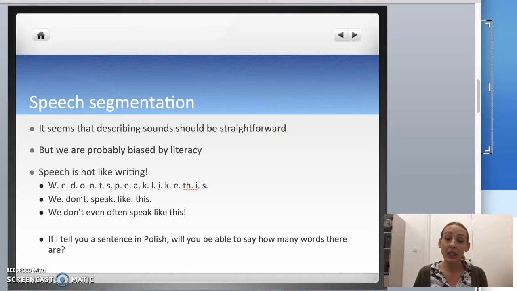And you can definitely hear that difference between sounds and letters if I tell you a sentence in Polish, for example. So if I say, teraz powiem wam zdanie po polsku, żebyście zobaczyły, jak to brzmi. Would you be able to tell me instantly how many words there were in the sentence? You probably couldn't if you don't know the words. If you don't know the sounds so well, you won't be able to tell easily where one ends and another begins.